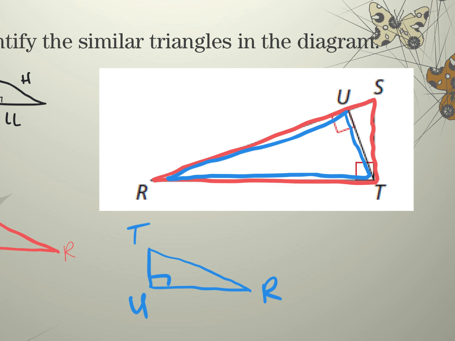So now look at these 2 triangles. Isn't it very easy between the red and the blue one to identify what the corresponding parts are? What's corresponding to S? T. What's corresponding to T? U. What's corresponding to R? R. So does that kind of make sense? So let's do it again, but for the last triangle. U, S, and T.